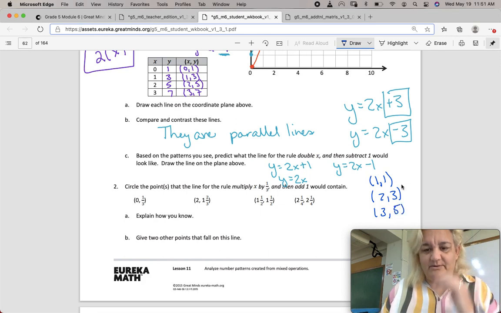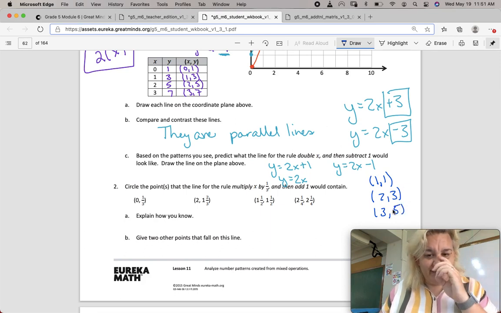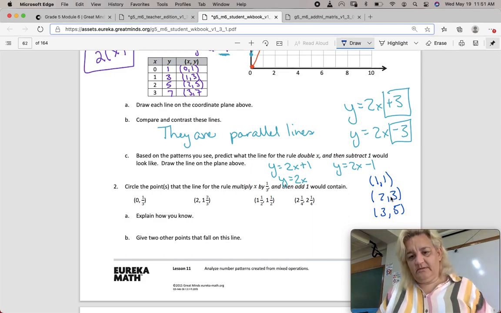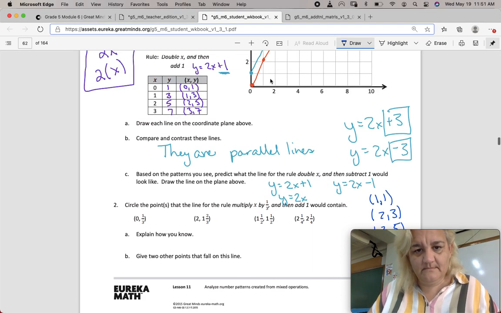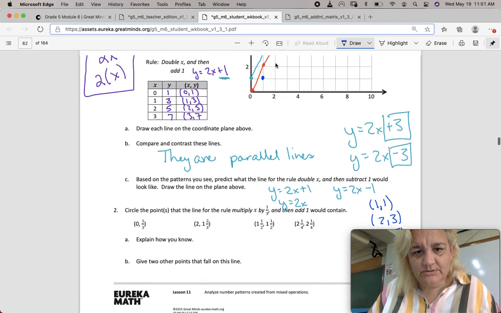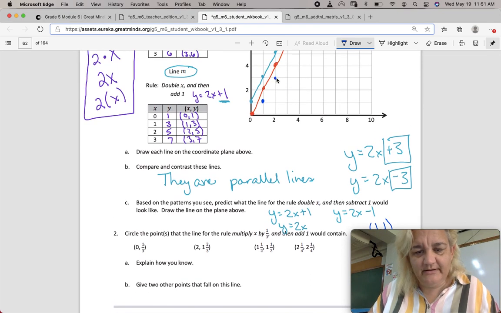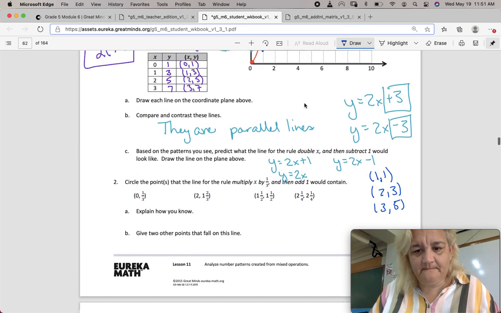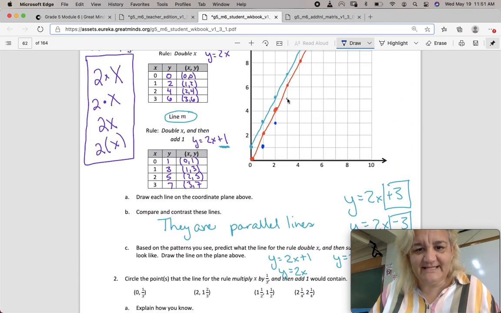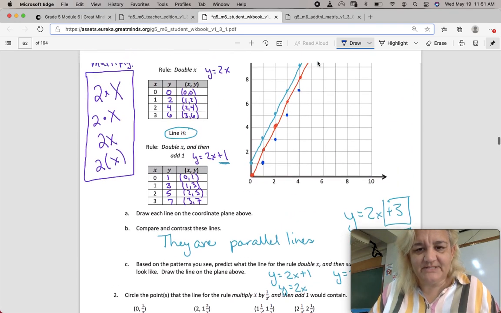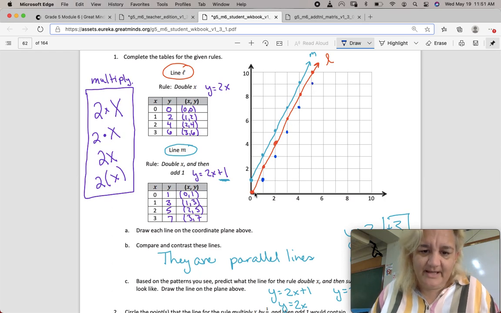Because the y is still bigger than the x, it's still going up. And 1, 1 would be here. 2, 3 would be here. 3, 5 is here. And you can see that I'm just going all the way up with this nice little parallel line.